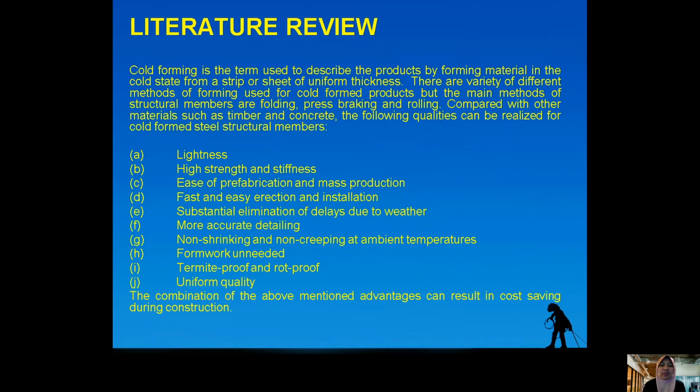Compared with other materials such as timber and concrete, the following qualities can be realized for cold form steel structural members: lightness, high strength and stiffness, ease of fabrication and mass production, fast and easy erection and installation, substantial elimination of delays due to weather, more accurate detailing, non-shrinking and non-creeping at ambient temperatures, formwork unneeded, termite proof and rot proof, uniform quality. A combination of the above mentioned advantages can result in cost saving during construction.